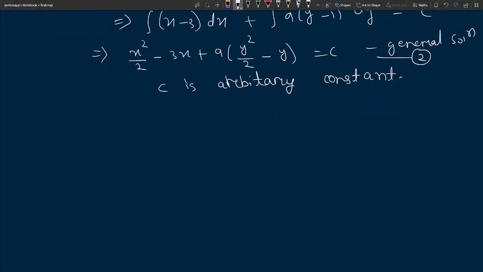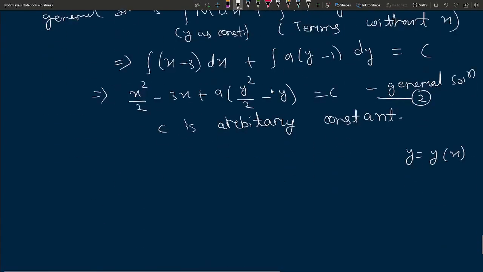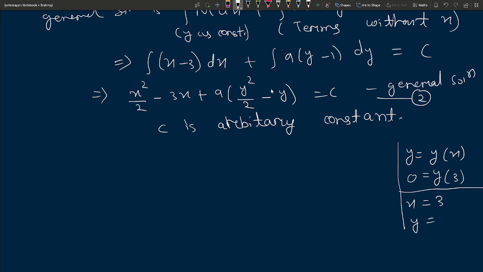Now what is the condition? Now see, every condition is like this. We are treating y as a function of x. So here y of 3 is equal to 0. Given condition is y of 3 is equal to 0. So from this you can see what is the value of x and what is the value of y. X value is equal to 3 and y value is equal to 0.